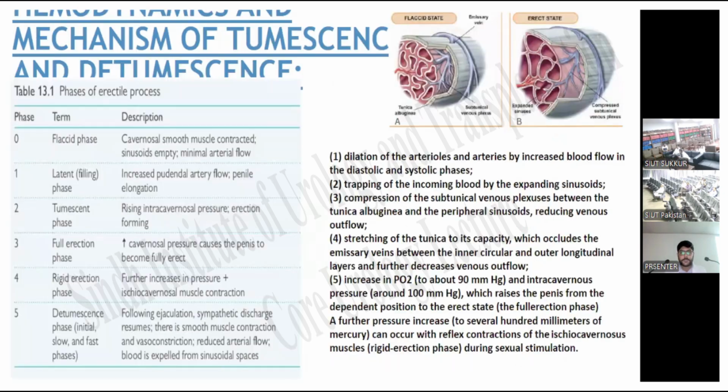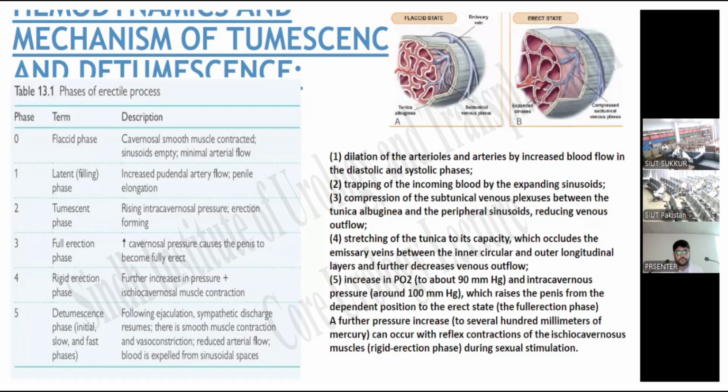At the moment when the relaxation of the muscles takes place, the dilatation of the arterioles and arteries increases blood flow, further causing the rigidity and tumescence of the penis, and that causes the trapping of the subtunical venous plexus in between the tunica albuginea and the peripheral sinusoids.